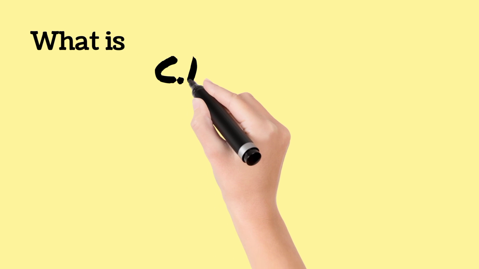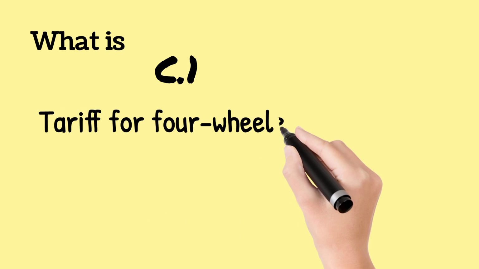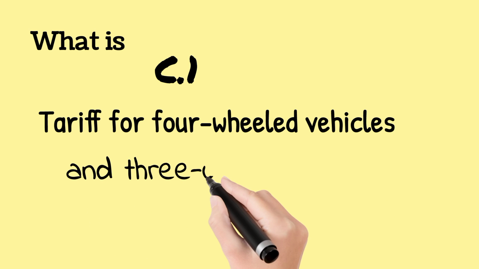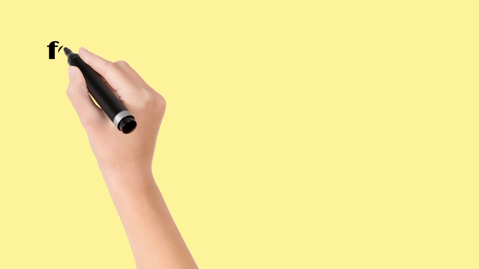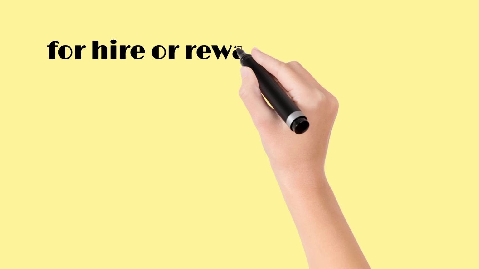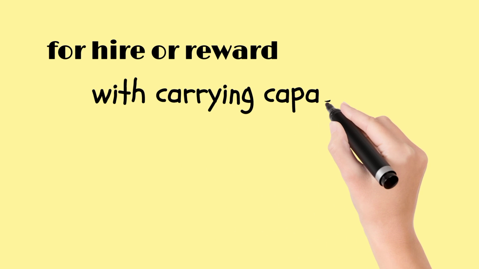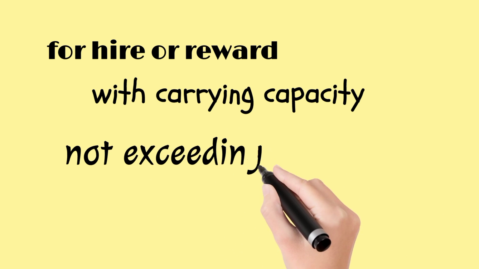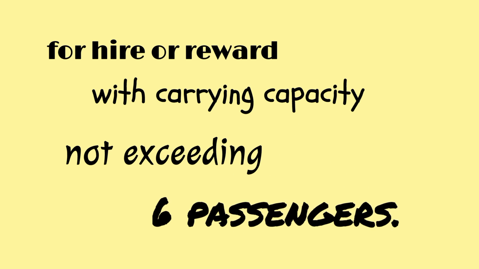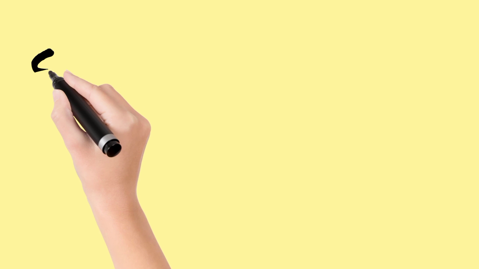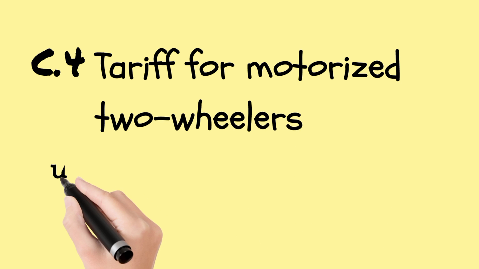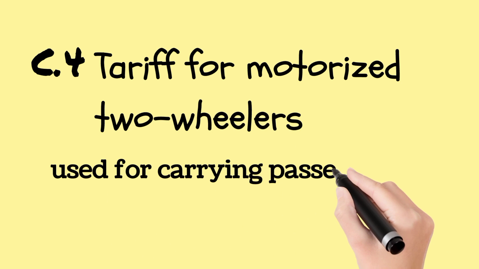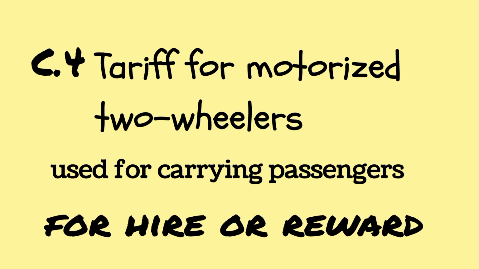What is C1? Tariff for four-wheelers and three-wheelers used for carrying passengers for hire or reward with carrying capacity not exceeding 6 passengers. C4 is tariff for motorized two-wheelers used for carrying passengers for hire or reward.